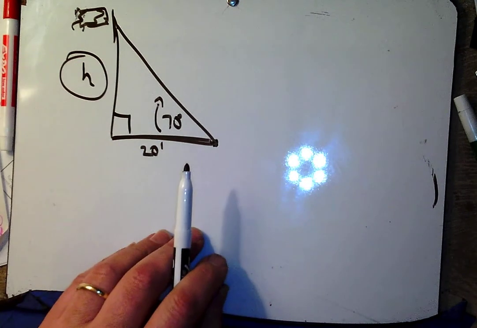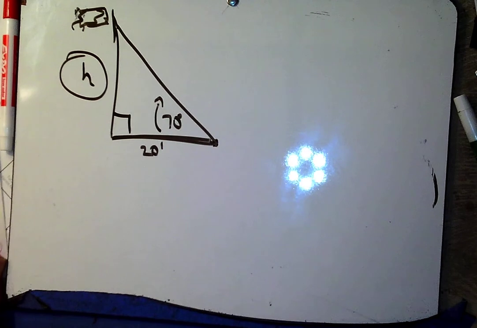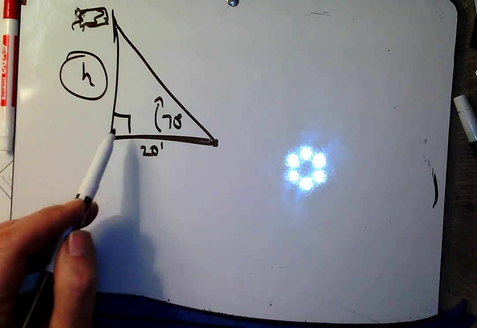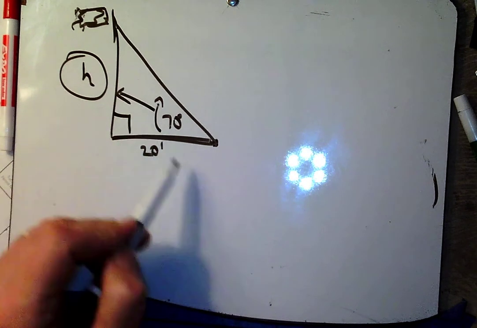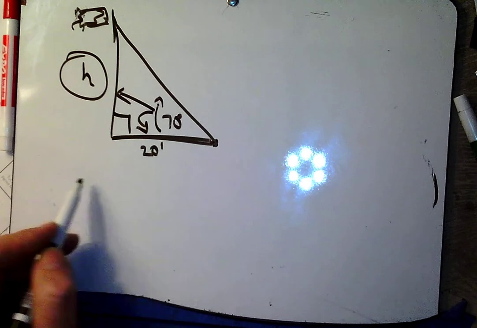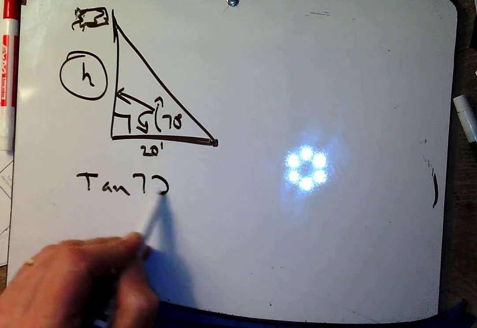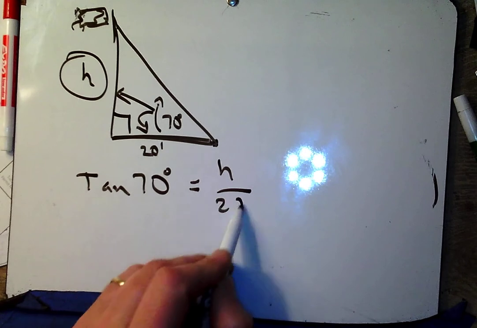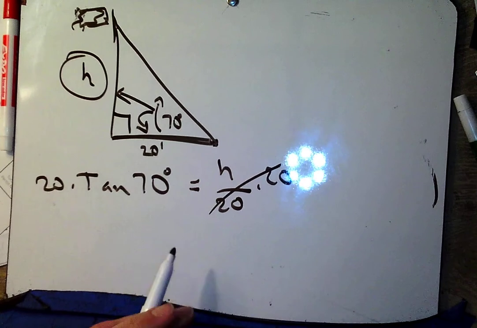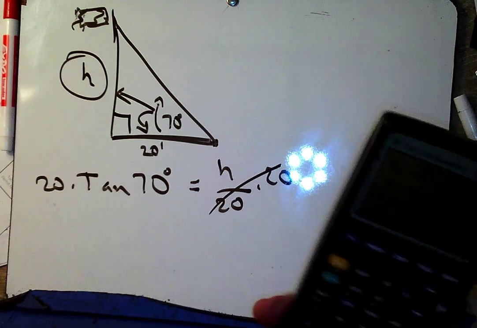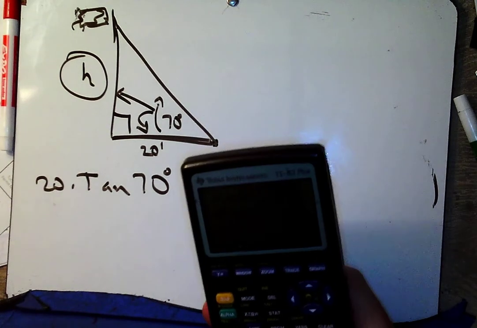So how are they going to do that? What do they need in order to figure this out? Well, I really like that idea of needing to pick a trig function. Which trig function uses opposite and adjacent? Tangent 70 degrees is opposite over adjacent. So if we multiply both sides by 20, we get 20 tangent 70.